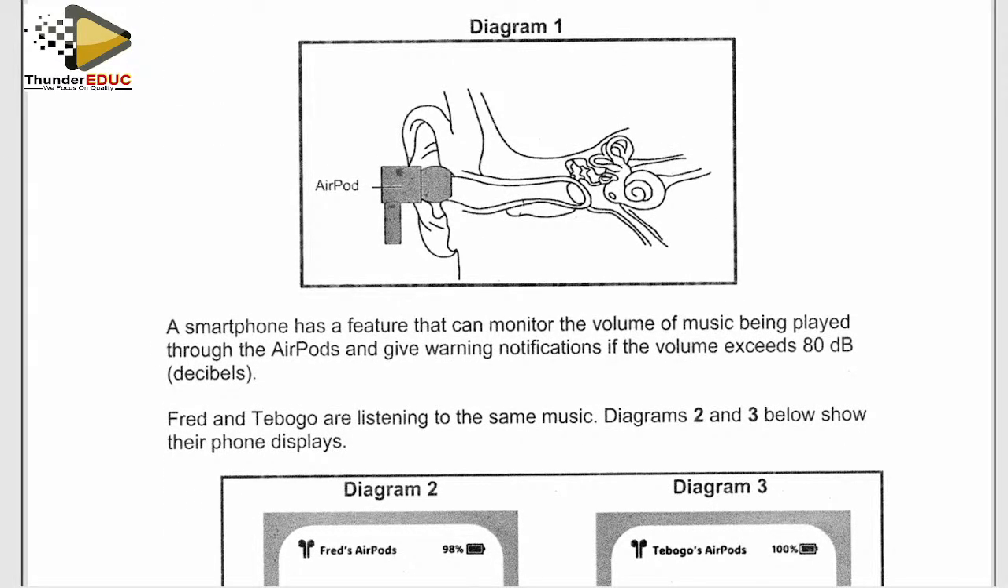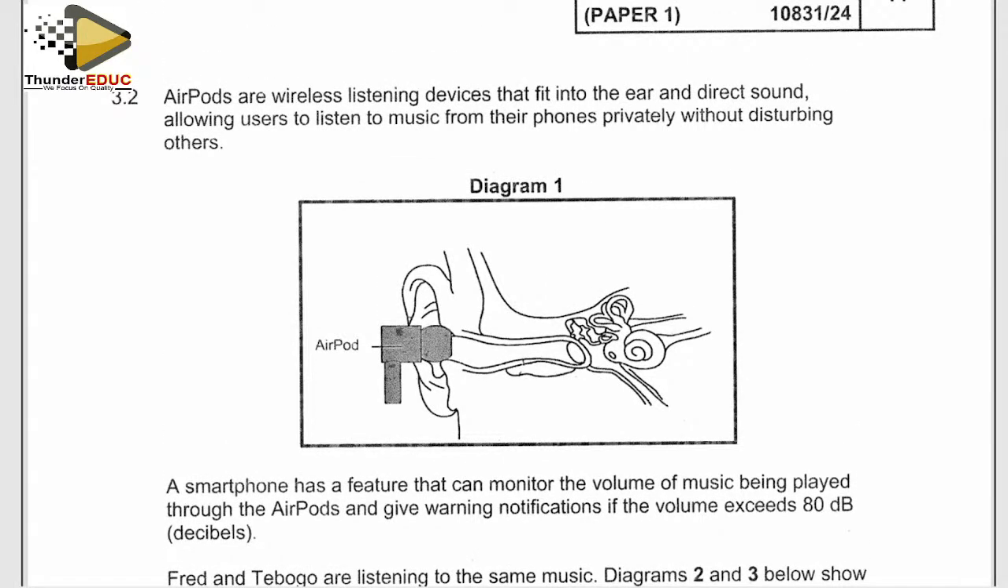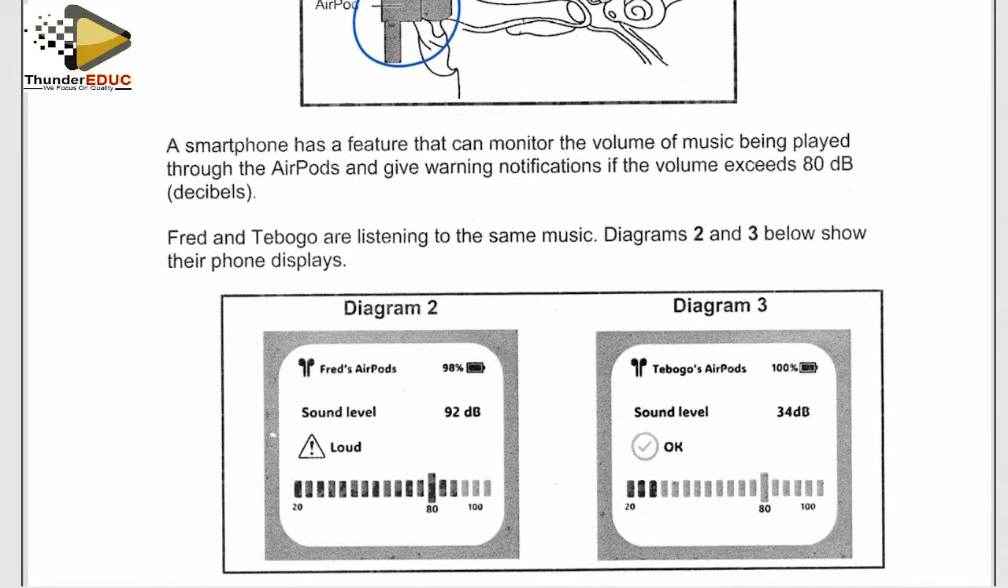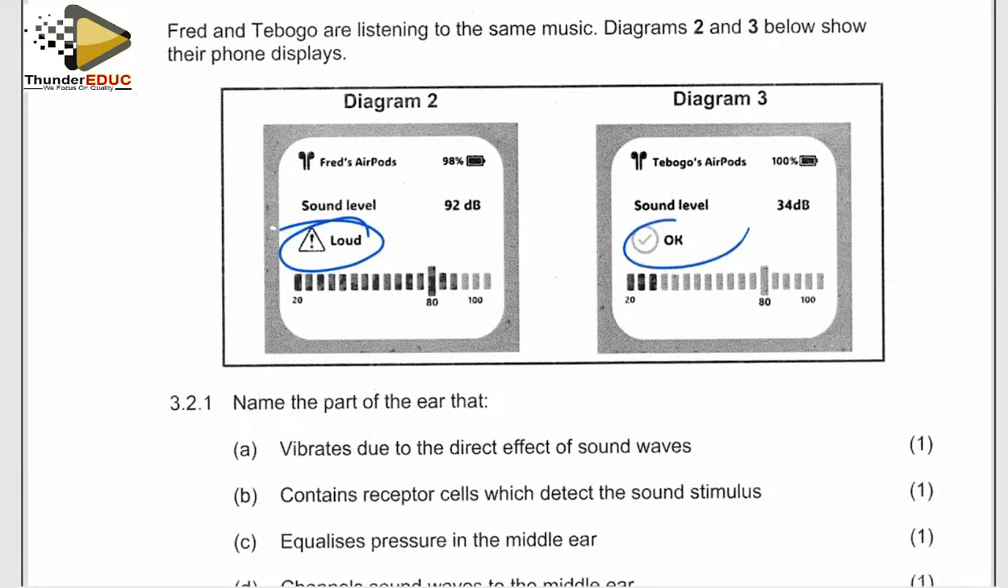Question 3.2. What are they saying? Earpods are wireless listening devices that fit into the ear and direct sound to users. Okay, I was talking about that. Take note of the ear, it will come. So these are the earpods they're talking about. A smartphone has a feature that can monitor the volume of music being played through the earpods, giving a warning notification if the volume exceeds this. Okay, these bars. Fred and Teboho are listening to the same music, Diagram 2. Meaning they use the same music, but one is louder, one is okay. Above 34 decibels means that it is not good.